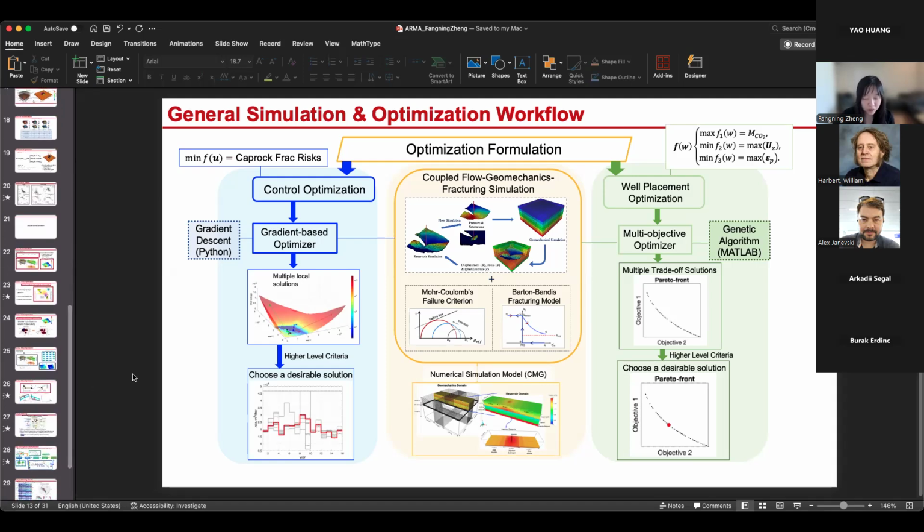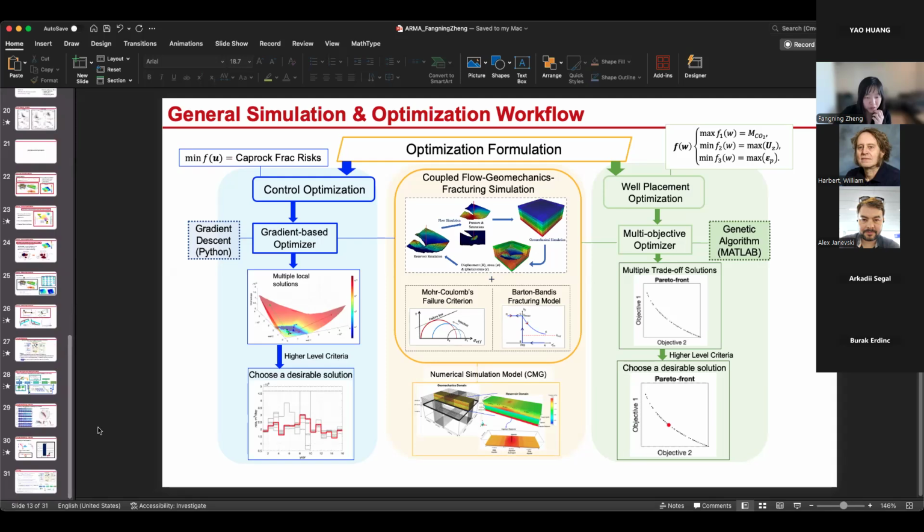Right now we're still building the physics simulation, but the next step is to think about how to build a physics-informed deep learning model with the system. And then after we have done the proxy model, the next step will be to implement the optimization workflow using the proxy model of the faulting system.